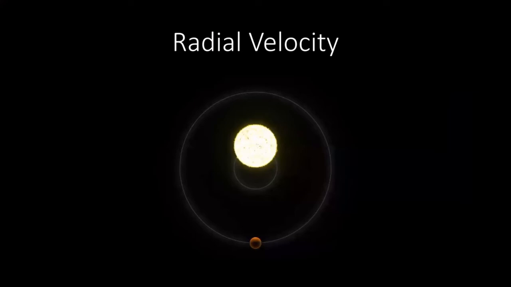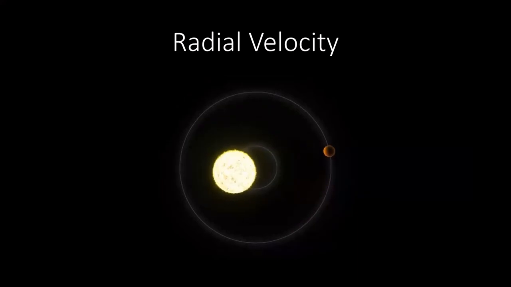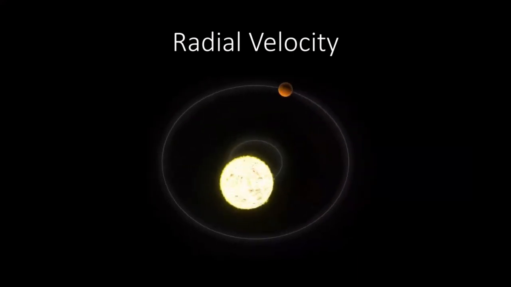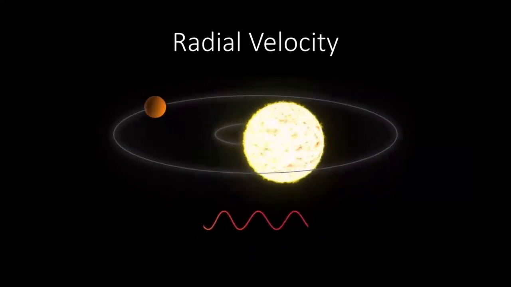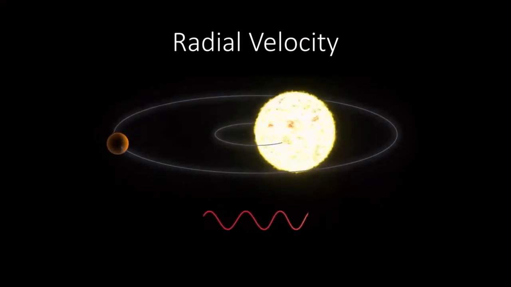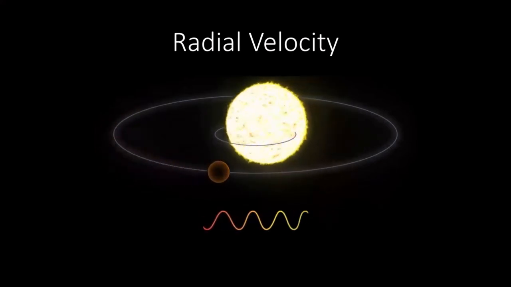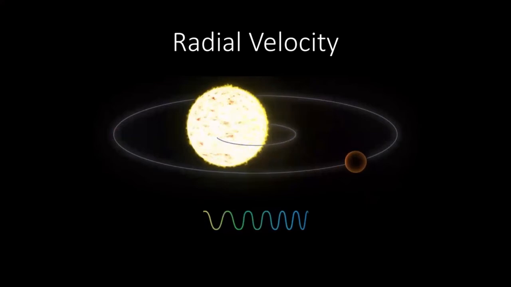Now here is a video. Again, a planet is orbiting around the star and the star is also moving. The light wave is shown below. Notice the redshift as it moves away and the blueshift as it comes towards us.